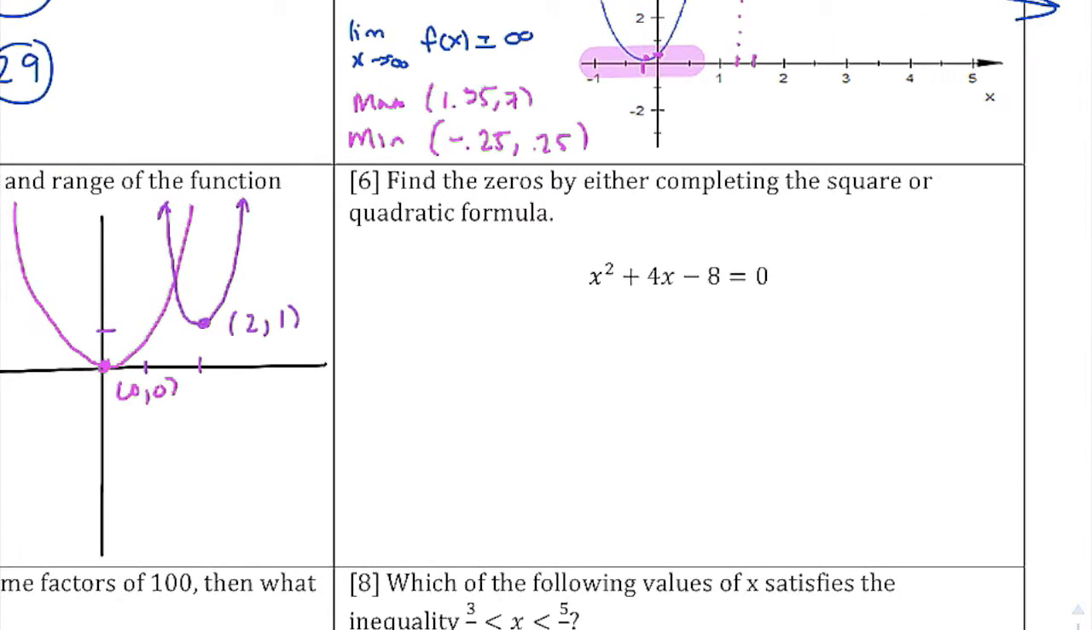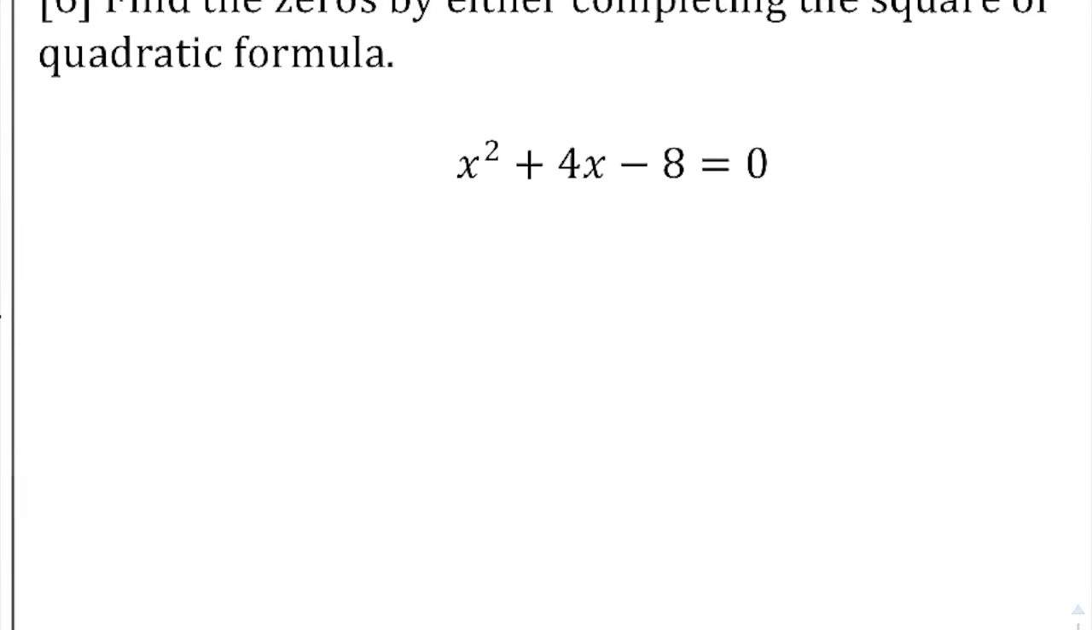Here we need to find the zeros either by completing the square or the quadratic formula. I don't like to do this unless I absolutely have to. It's just a lot of mess. So let's go ahead and complete the square. Remember, the idea behind completing the square is that we don't have the right c value. So we're going to shift the negative 8 to the right-hand side by adding it, making it plus 8, and we're going to search for a better c value.